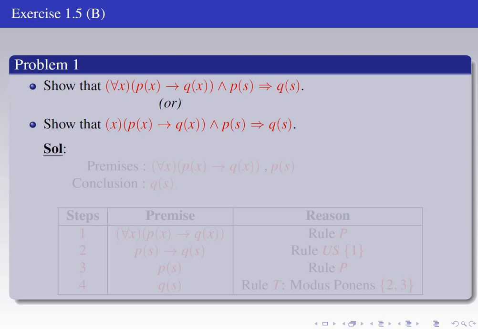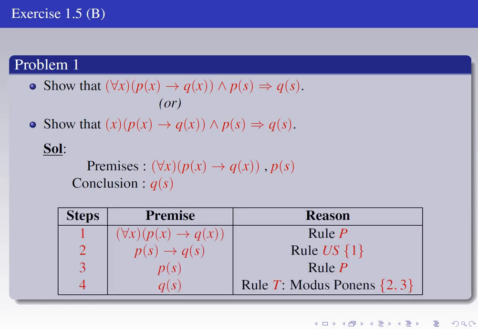Okay. Here, solution. The left hand side will be considered as the premises, which means your first premise is for all x, P(x) implies Q(x), and the second premise is given as P(s). And your conclusion, what we want to prove, is Q(s). We are going to use the rules that we studied in the last video. The same rules I am going to implement here also.